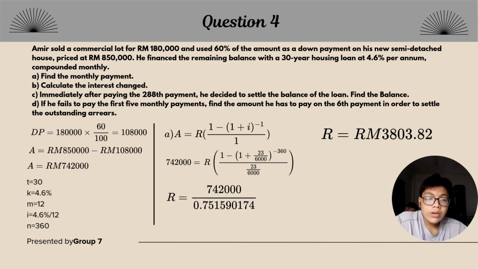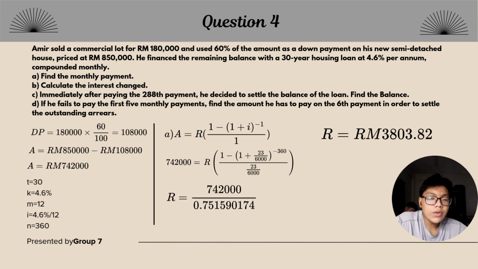First, we need to list down all the information that we got from the question, which is this. We have down payment A, T is equal to 30, K is 4.6%, M is 12, I is 4.6% over 12, and N is 360. First question is find the monthly payment.